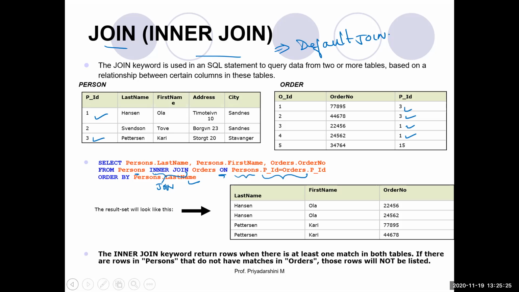One more point I would like to tell is that the inner join keyword returns rows when there is at least one match. There should be a match between the two tables on the condition. If there are rows in person that don't have a match in orders, those rows will not be listed. So hope you have understood by seeing the example. Let me go to the next one.